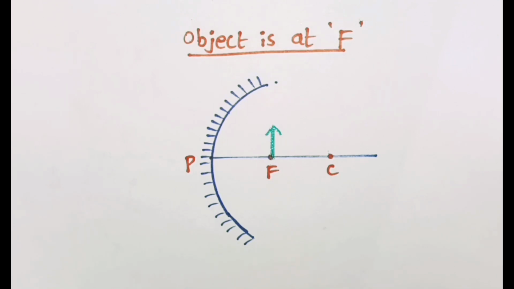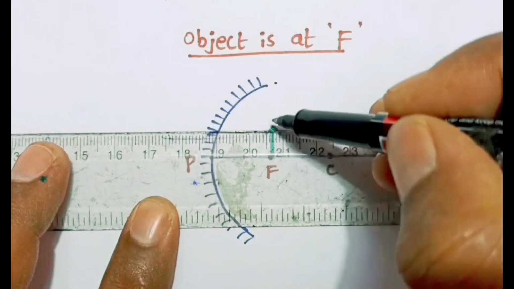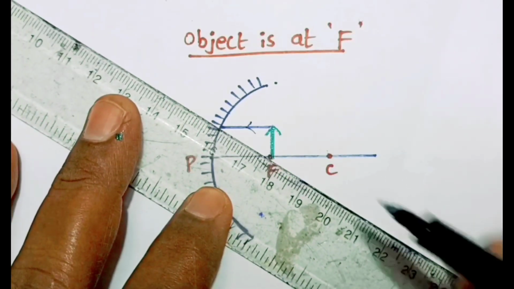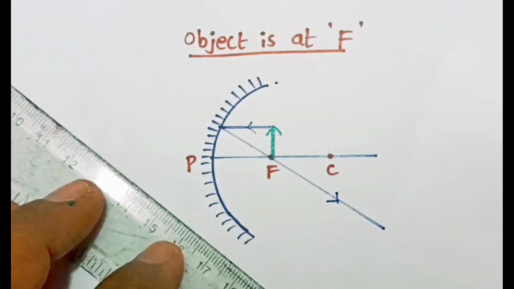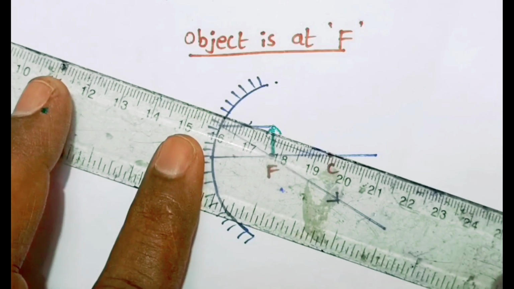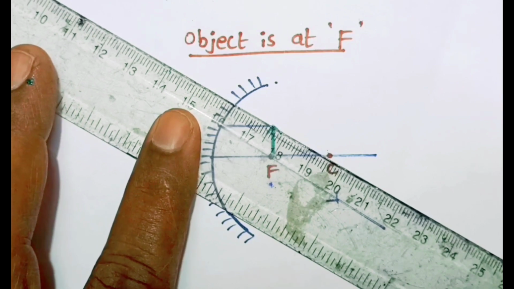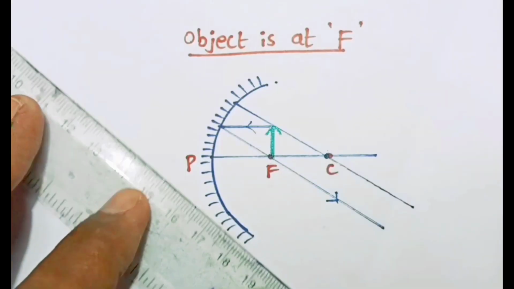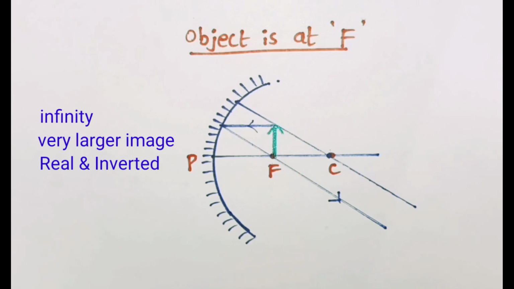Object is at a focus point. The first incident ray is parallel to the principal axis. It passes through the focus after reflection. The second incident ray, which is passing through the top of the object, is also passing through the center of curvature of the mirror. Since this incident ray passes through the center of curvature, it will bounce back after reflection following the same path. These two reflected rays are parallel to each other, so the image is formed at infinity.